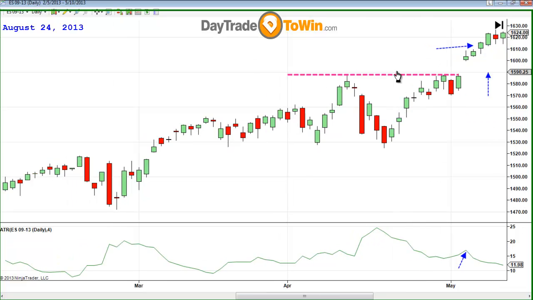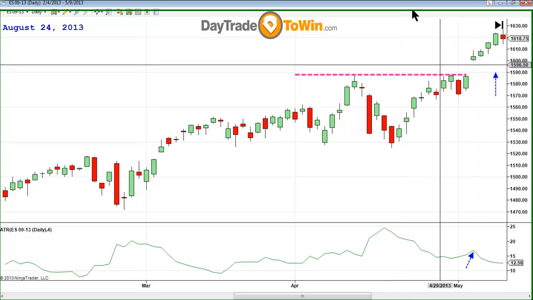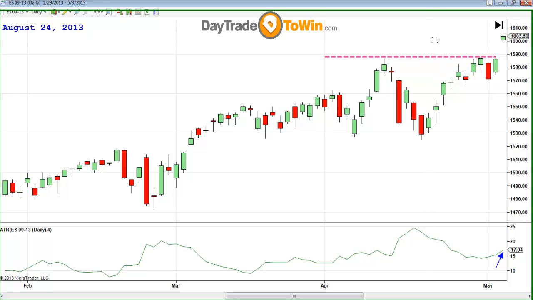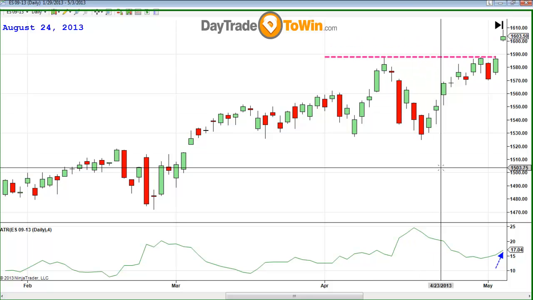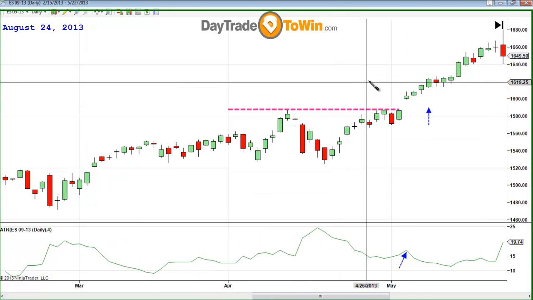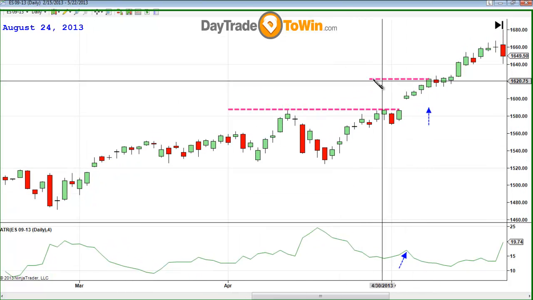Actually, let me rephrase that. At the time of the entry, it was 17 points, and it was at 1600. So 17 points from 1600 is about 1617. So this is where I expect the market to move to.